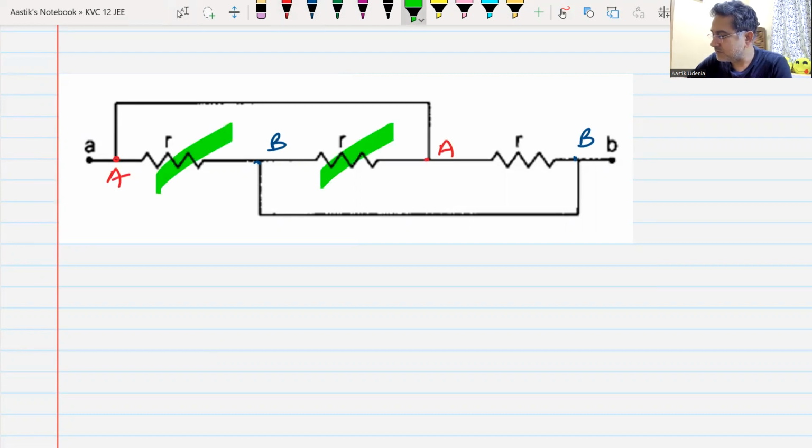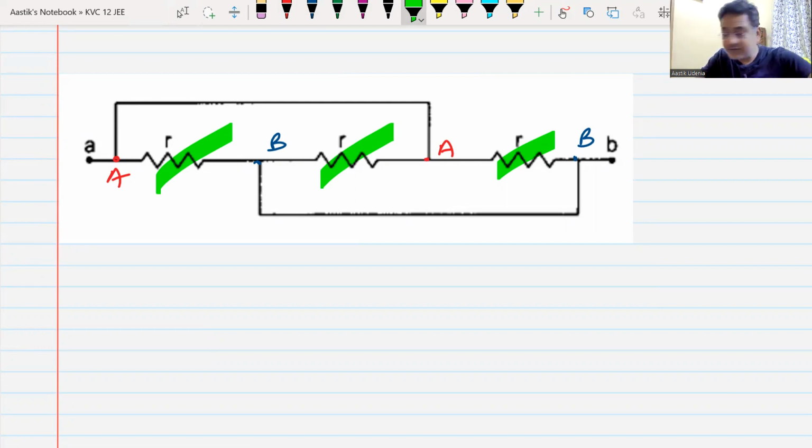All these resistors are connected between A and B. Basically, they are connected in parallel. With 3 resistors R connected in parallel, the final answer would be R by 3. Do we understand this, everyone?